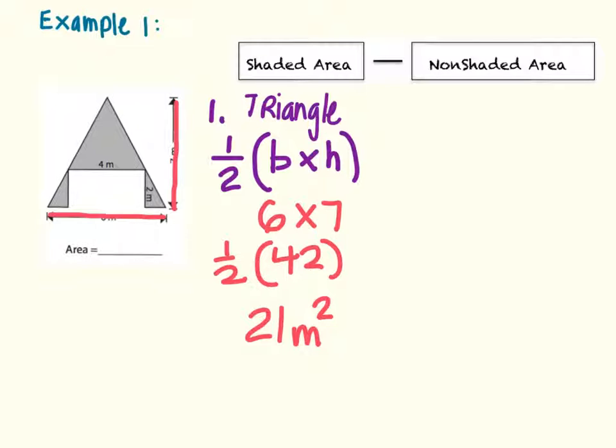The next thing I'm going to do is find the non-shaded area, and then again I'm going to subtract it. So when we look at this non-shaded area, or what's been cut away, that is a rectangle.